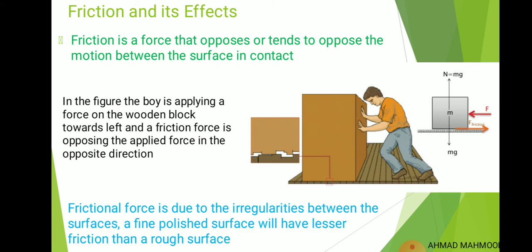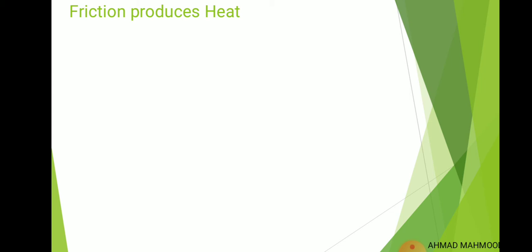Frictional force is due to the irregularities between the surfaces. A fine polished surface will have lesser friction than a rough surface. When there are irregularities in between the surfaces, they get interlocked with each other. So that is why friction increases. So this is the effect of friction.